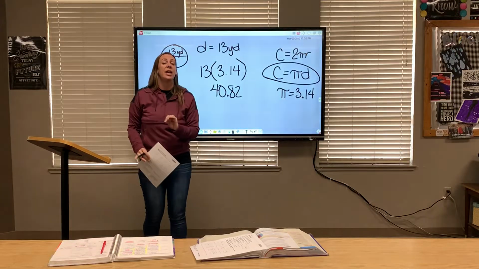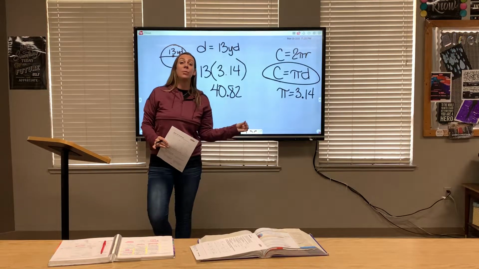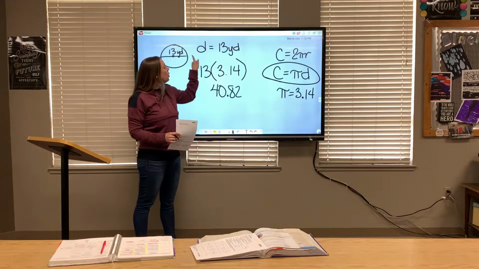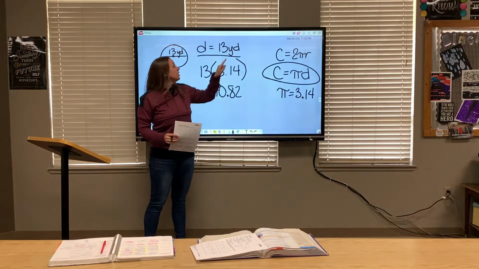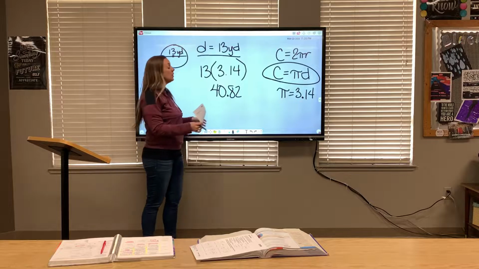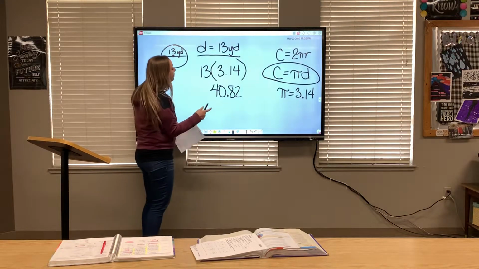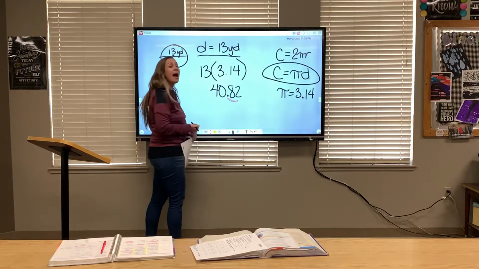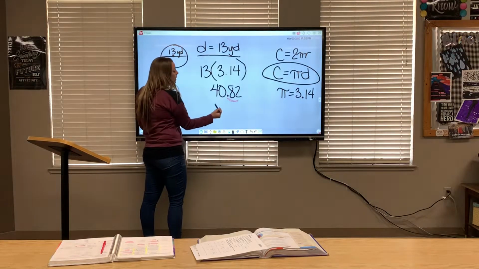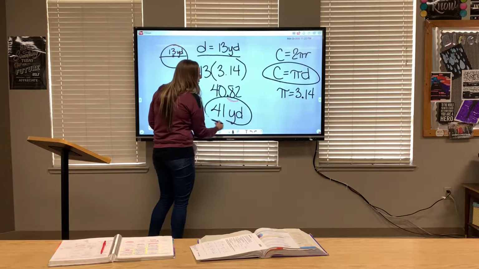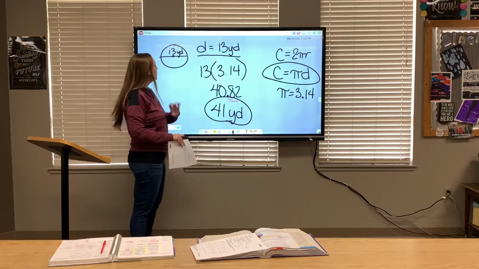Now, this is a distance around. It is not area. Area is the only thing that we want to label with a square. So this is just going to be our main label, which if our diameter is in yards, our circumference is also going to be in yards. Let's look at the directions. It says to round to the nearest whole number again. So I'm going to look at the first number after the decimal, which is an 8. So I'm going to round up. I'm going to make that 41 yards my circumference. Okay, so we worked with the diameter there.